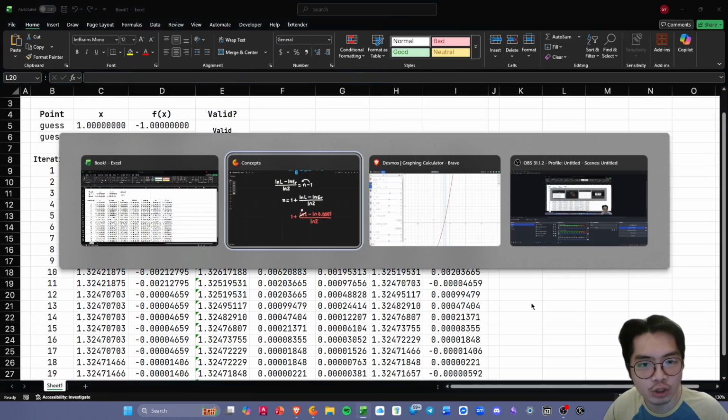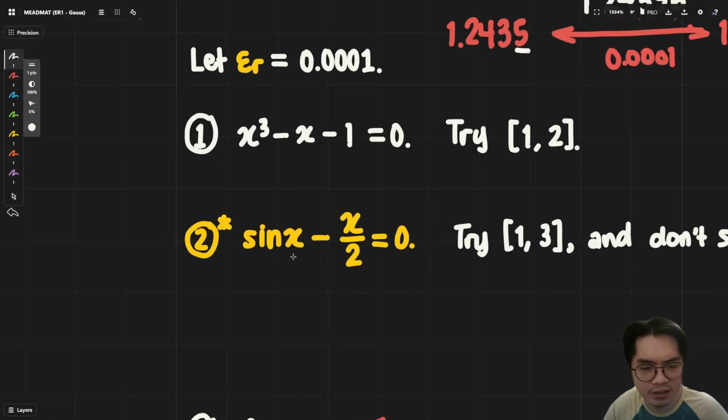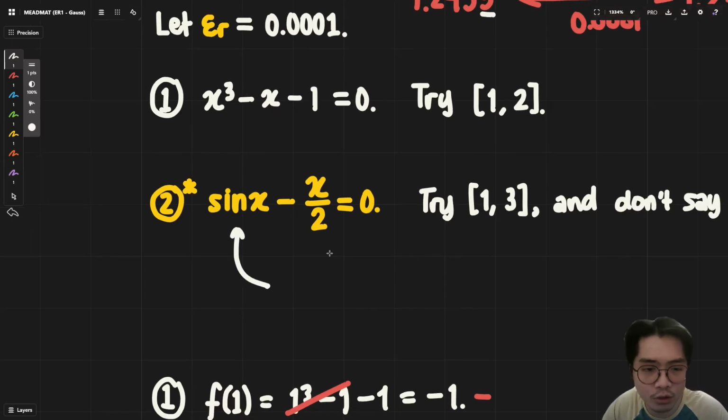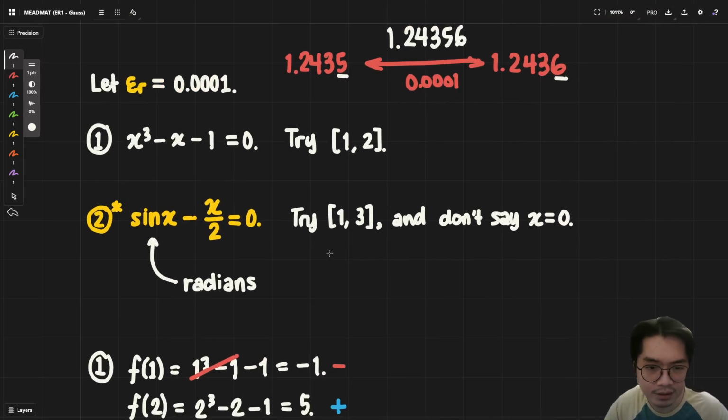And now we will solve a little bit more difficult kind of equation right here, sine of x. And when you are looking at a trigonometric function in the wild, always assume that your x is in radians. Okay? Degrees are a man-made thing. Radians are a ratio of the arc length divided by the radius. So that will always be true no matter where you are. And now they say we try 1, 3.